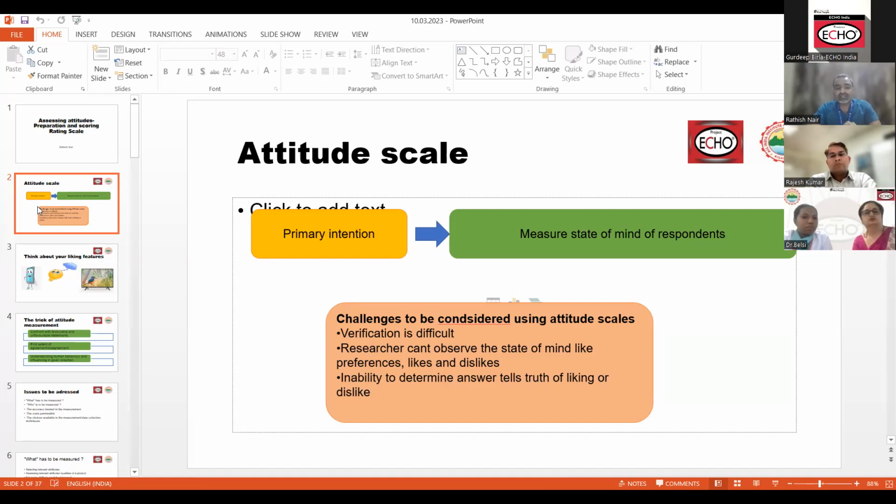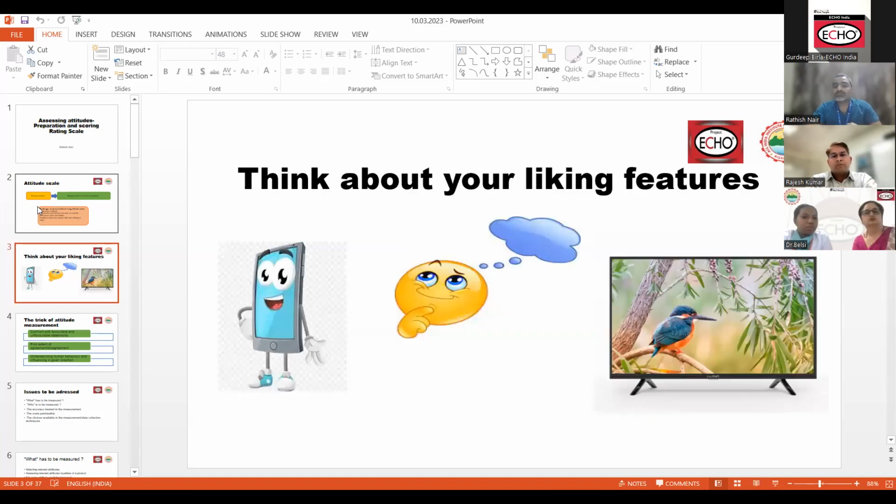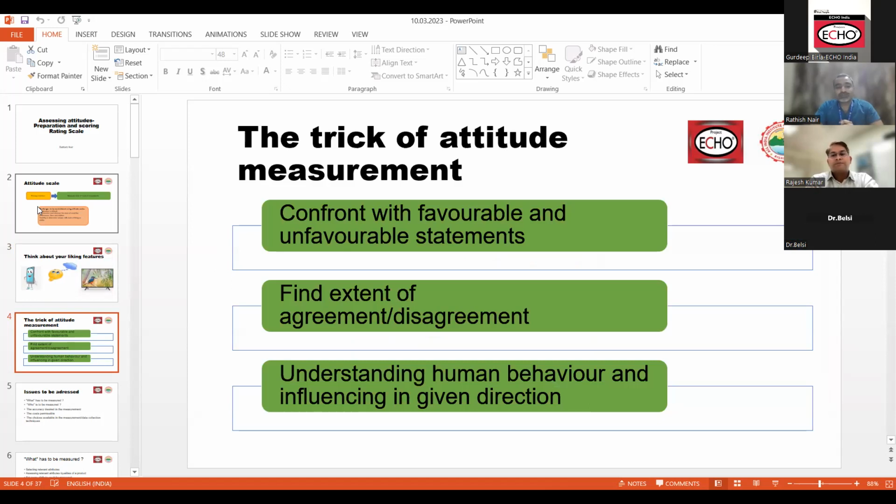The challenges to be considered while using an attitude scale: the verification is difficult. The researcher can't observe the state of mind like preferences, likes and dislikes. There is an inability to determine whether the answer tells the truth of liking or disliking. Think about your liking of features, whether it's going to be a tablet or a TV. It is yes or no questions. We'll be looking at what kind of scale comes with a yes or no choice.